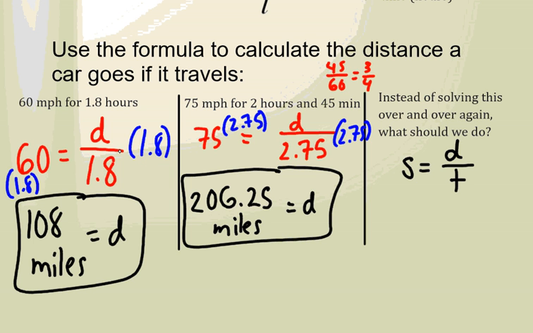So the original formula was speed is equal to distance divided by time. What did we do over and over and over again? I designated it with this blue step. Well, we multiplied both sides by t. So let's just do that. Let's solve this equation by multiplying both sides by t.